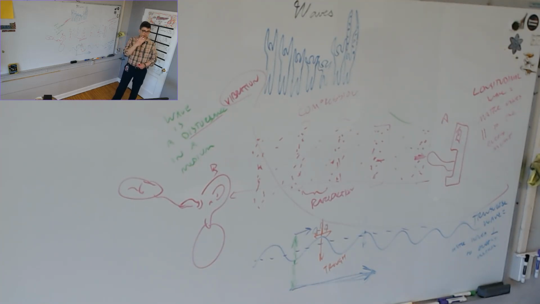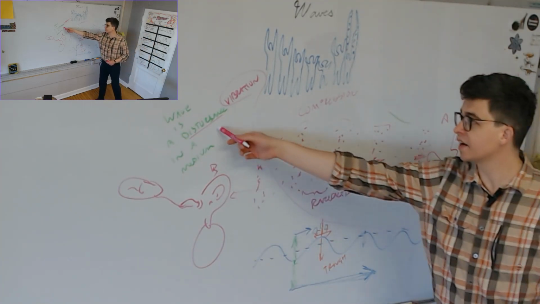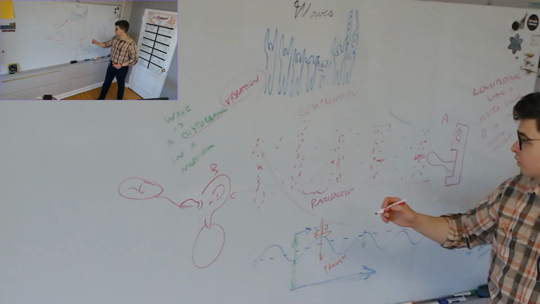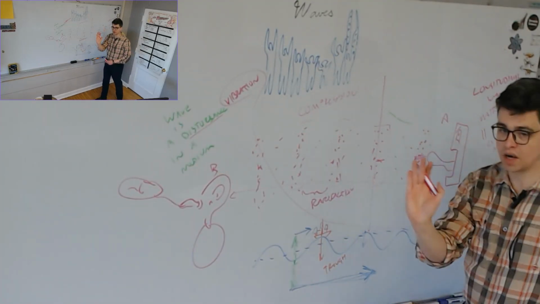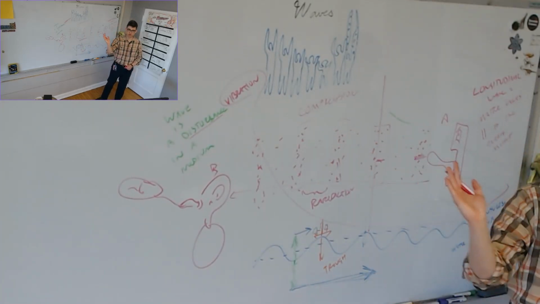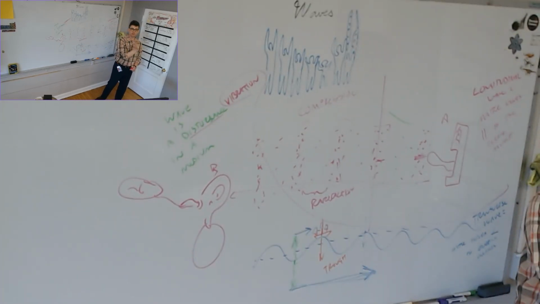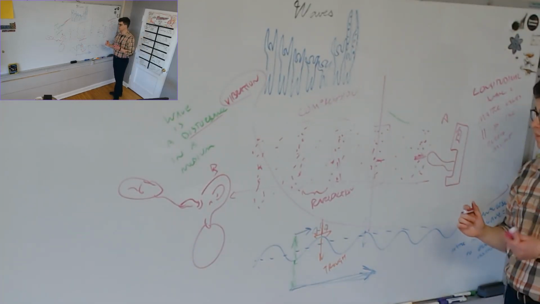Compression, rarefaction. Compression, rarefaction. You notice there's a pattern of vibration to all of this. If we're looking at a specific point in space, we would see a compression go by, a rarefaction, compression, rarefaction. It's a pattern. That's part of what makes up a wave.